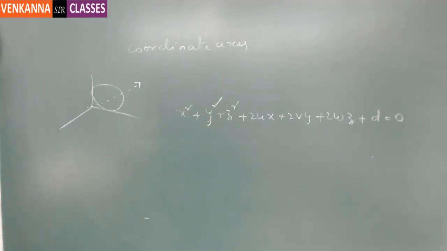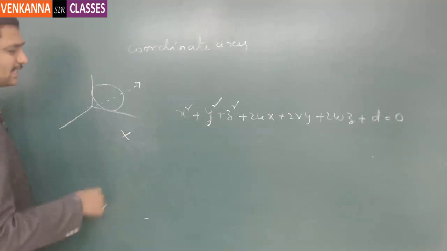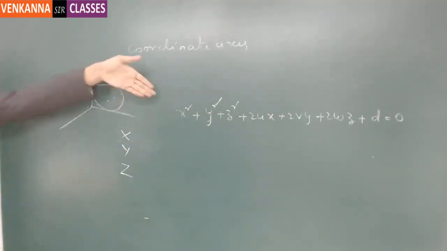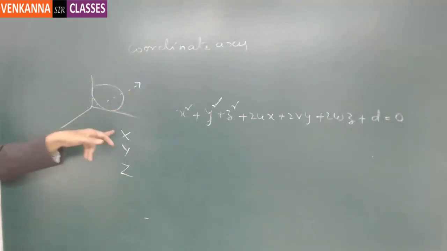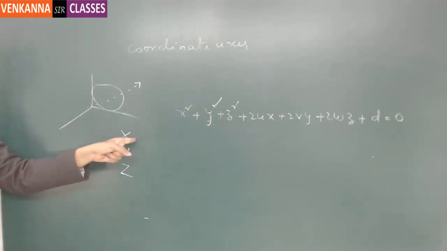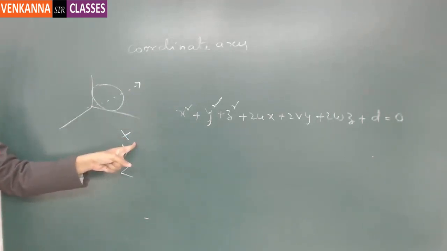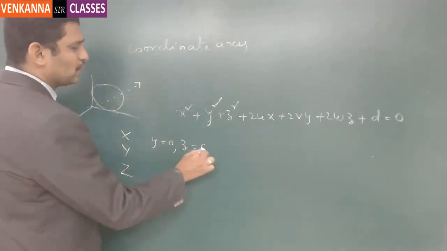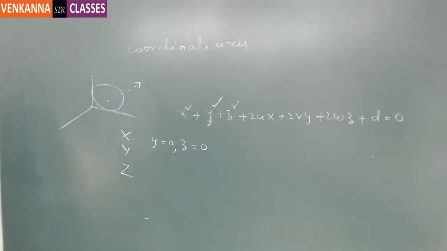Obviously, the procedure is very similar to the previous case. Let us consider the general equation of the sphere which is written there. So you have the x-axis, y-axis, z-axis. The sphere is touching the 3 axes. Since it touches the x-axis, the equation of the x-axis is nothing but y equal to 0 and z equal to 0. Accepted?